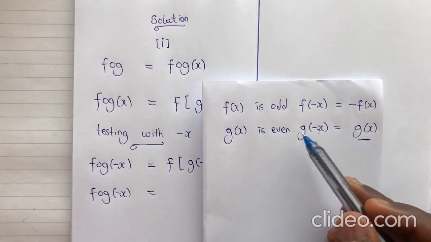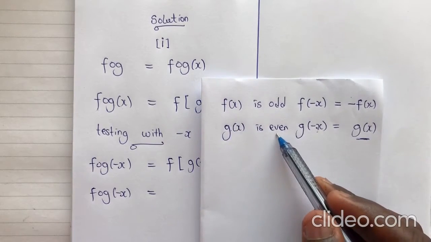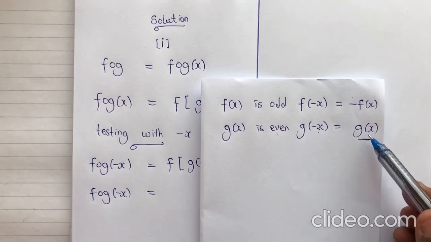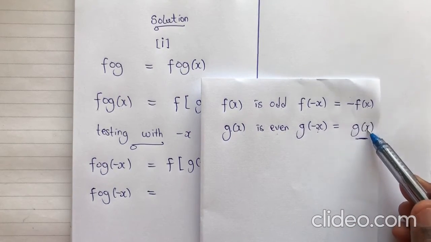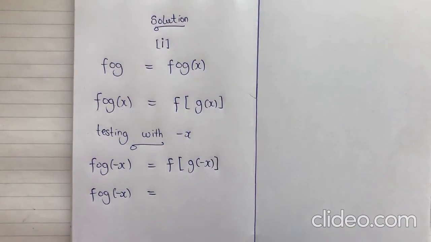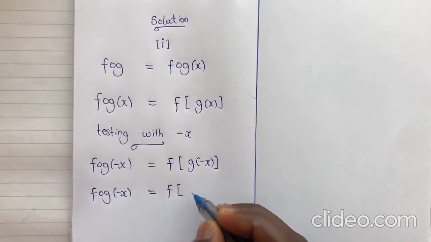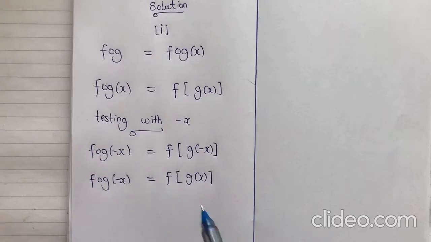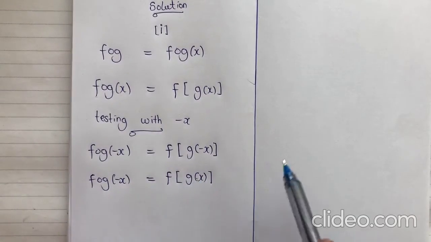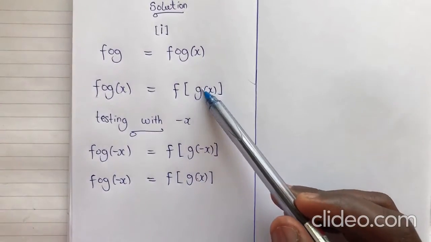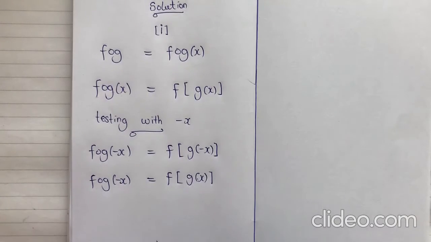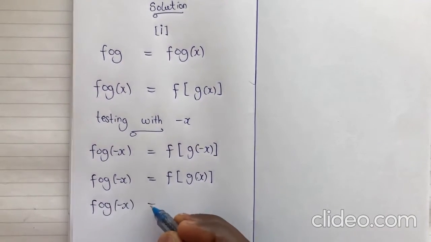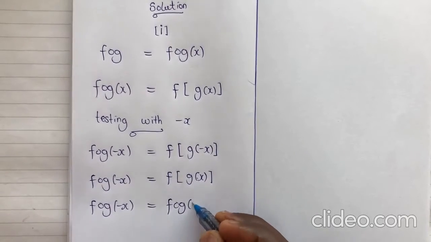g of x, because the g of x function is an even function. So wherever we see g of negative x, we substitute what? g of x. So I replace that by getting f into g of x, bracket close. Now f into g of x is similar to this one, which is the same as fog of x. So we have fog of negative x is equal to fog of x.